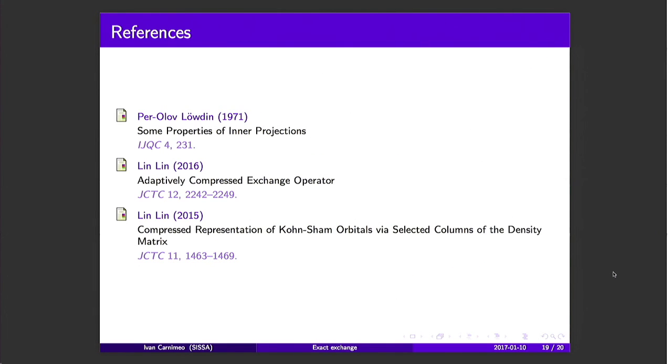I just would like to finish by giving you some references, because this is the reference for the inner projection theory and formalism. And then we have the two articles from which we have taken the ACE method and the localization algorithm for wave functions.